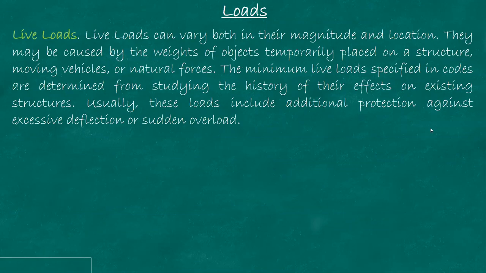Live loads. Live loads can vary both in their magnitude and location. They may be caused by the weight of objects temporarily placed on a structure, moving vehicles, or natural forces. The minimum live loads specified in codes are determined from studying the history of their effects on existing structures.